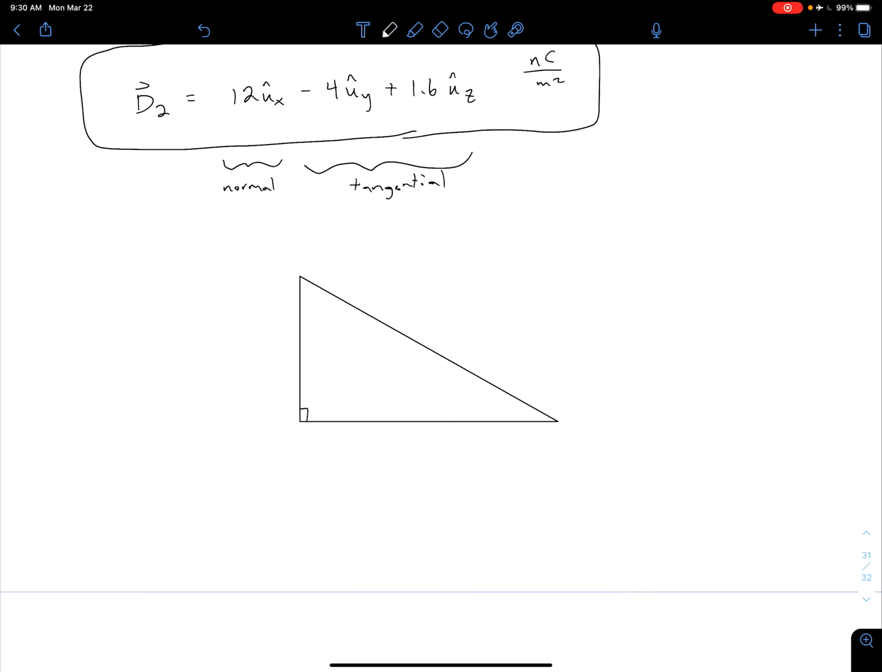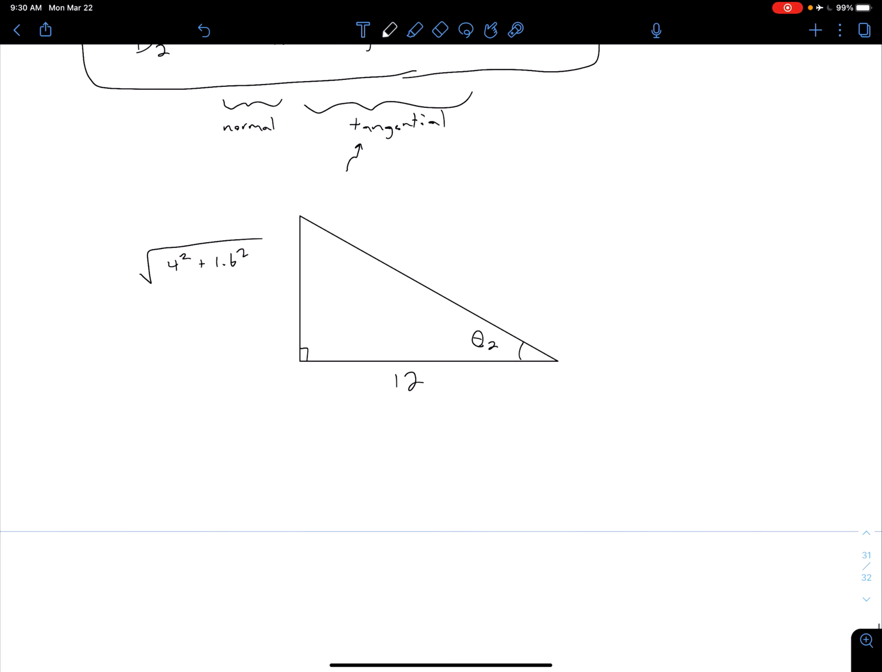So we've got a right triangle there. We know this angle here is theta 2, and this distance we know is 12, and then our tangential component, the length of that is going to be the square root of 4 squared plus 1.6 squared. So that's just taking the magnitude of this tangential component here. And so what we can say then is that our tangent of theta 2 is equal to that square root of 4 squared plus 1.6 squared divided by 12.